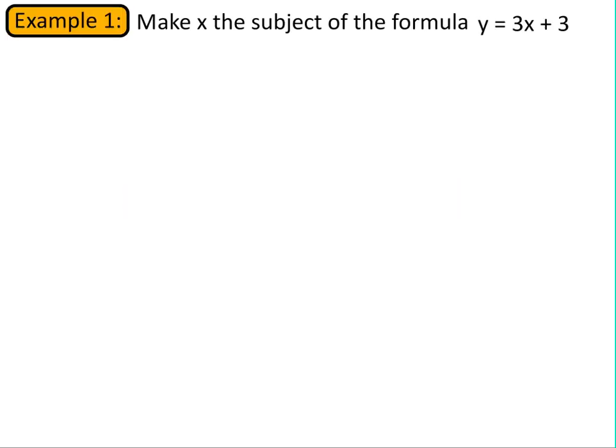So in this first one, we've got to make x the subject. So identify where x is and start to rearrange this until you've got x on its own. Now, just like the equations, you want to start on the outside and work in. So the last thing that is acting on that x is the +3. So that's the first thing that we want to get rid of.